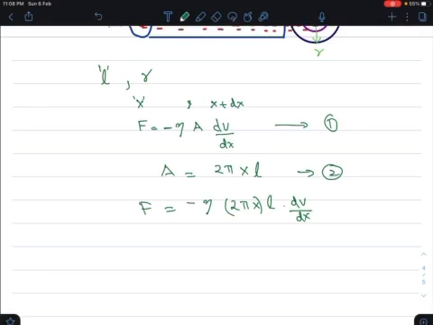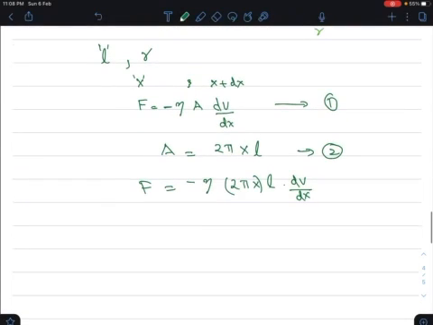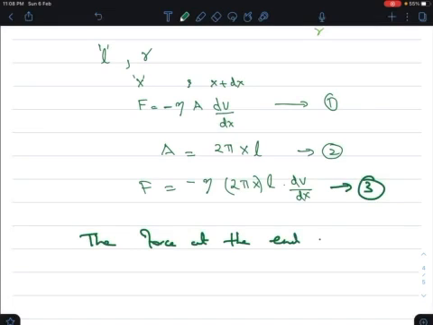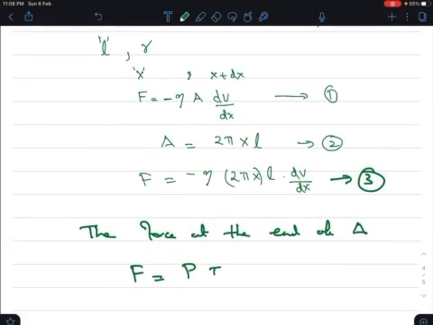Now, what is the force at the end of A? The force at the end of A will be pressure times area. We give this as equation 3. The force at the end of A is F equal to pressure times area. End A is a circle, so the area is pi into x square, considering that x portion. That's my equation number 4.